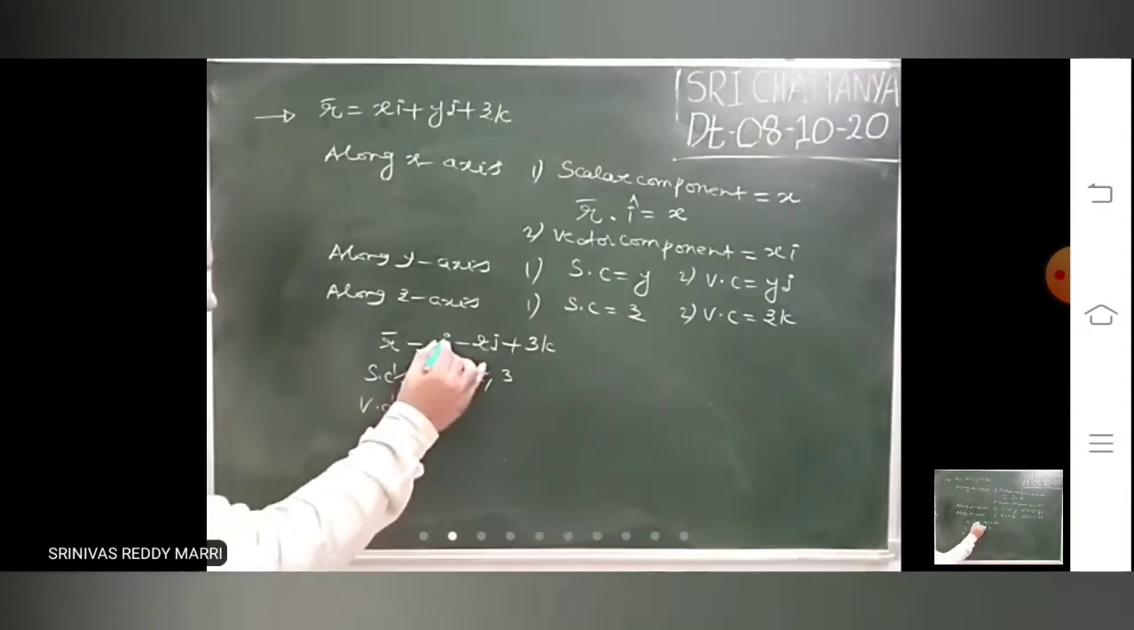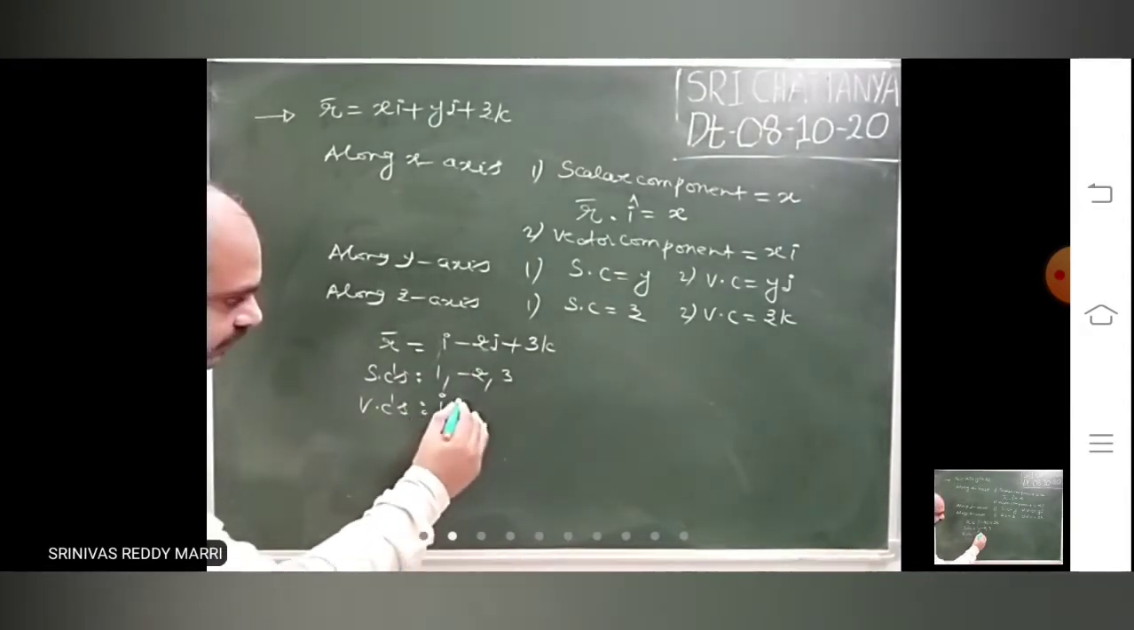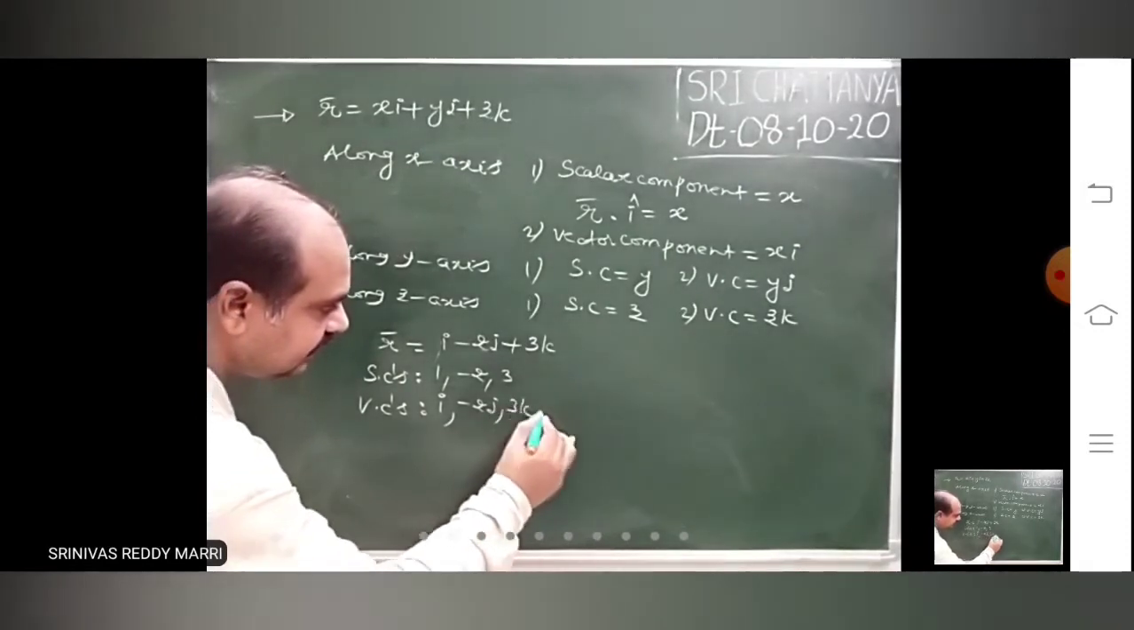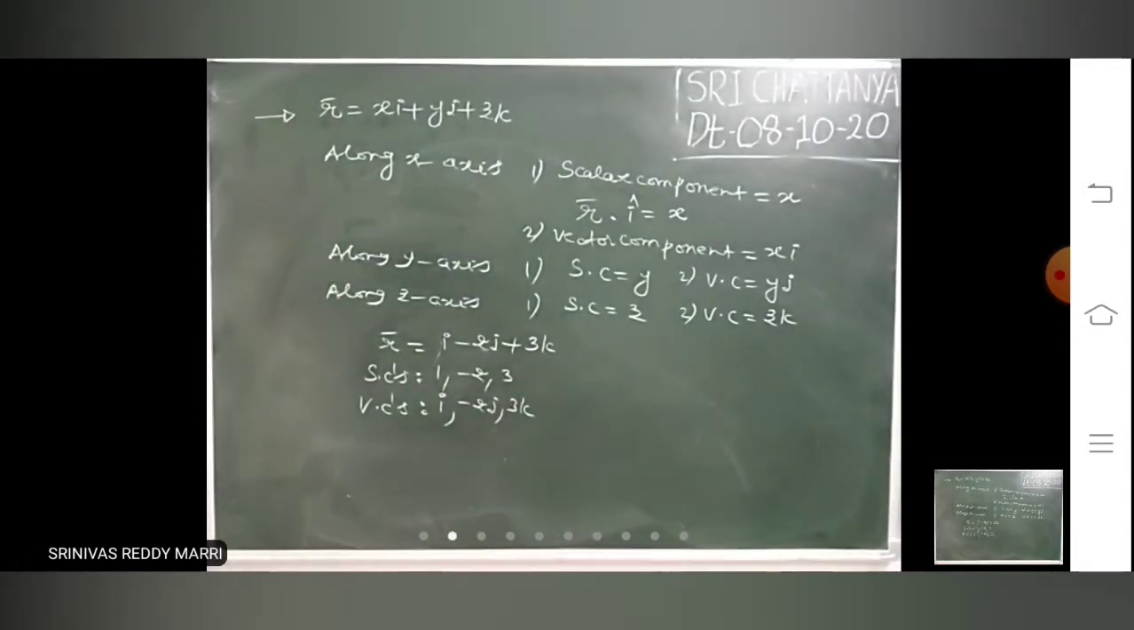Vector components are nothing but this part: i, comma, minus 2j, comma, 3k. These are the vector components.